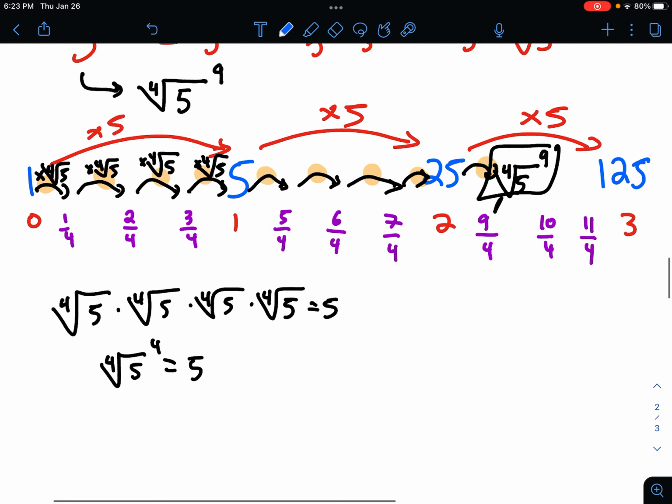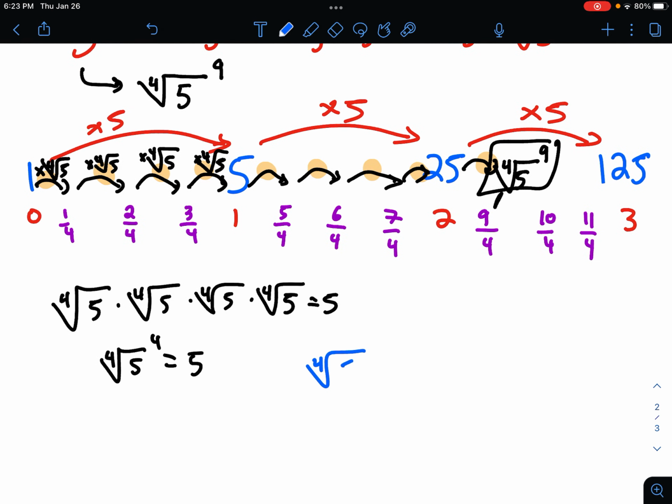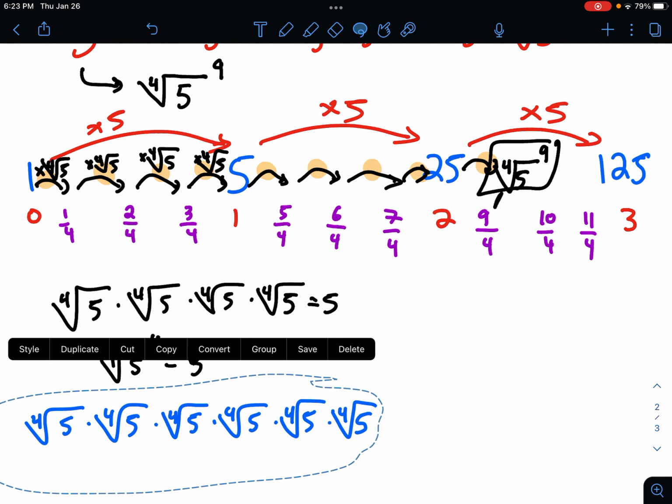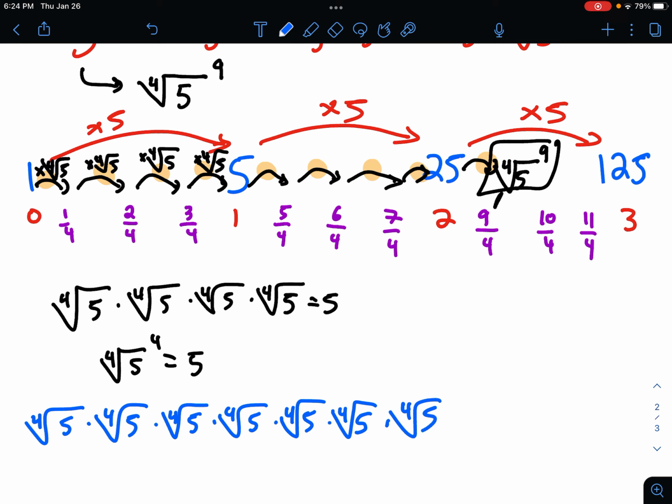And if we write this out, we can say 4th root of 5 times the 4th root of 5 times the 4th root of 5, and so on, times the 4th root of 5. 1, 2, 3, 4, 5, 6, 7, 8, and 9. Equals the 4th root of 5 to the 9th power, right?